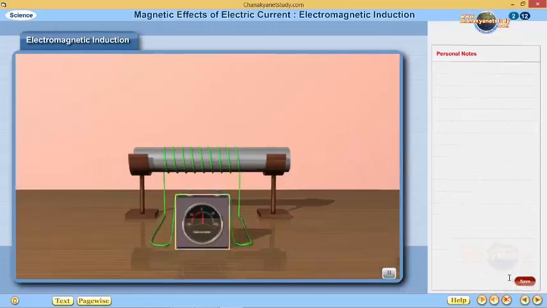If we move south pole of the magnet towards end B of the coil, the deflection would be opposite to the previous case. If both coil and magnet are stationary, there is no deflection in the galvanometer. Thus, the motion of a magnet with respect to the coil, or if coil is moved with respect to the magnet, potential difference is induced which sets up an induced electric current in the circuit.